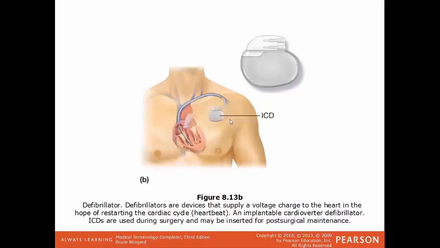And in this image we have an example of an ICD. Just like a pacemaker, it's implanted just under the skin, usually right underneath the clavicle or the collarbones. And there are some devices that will function as both an ICD and a pacemaker, depending on that patient's particular needs. Some patients only need one, some patients need both of those.